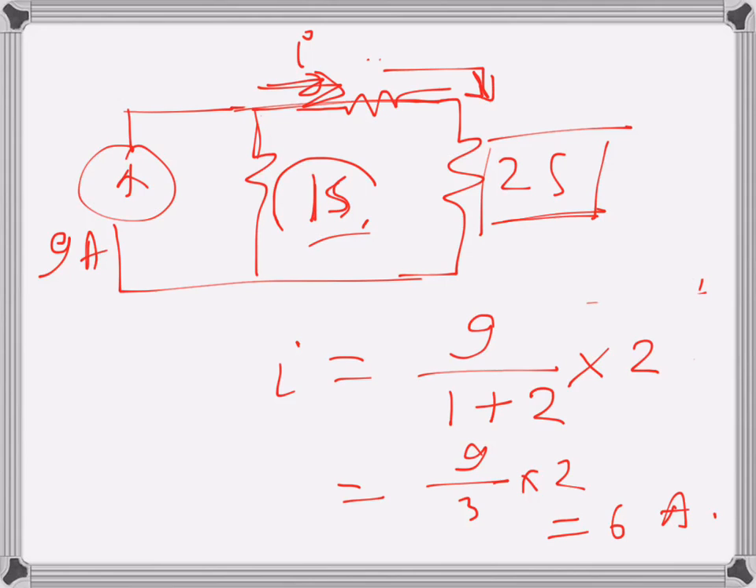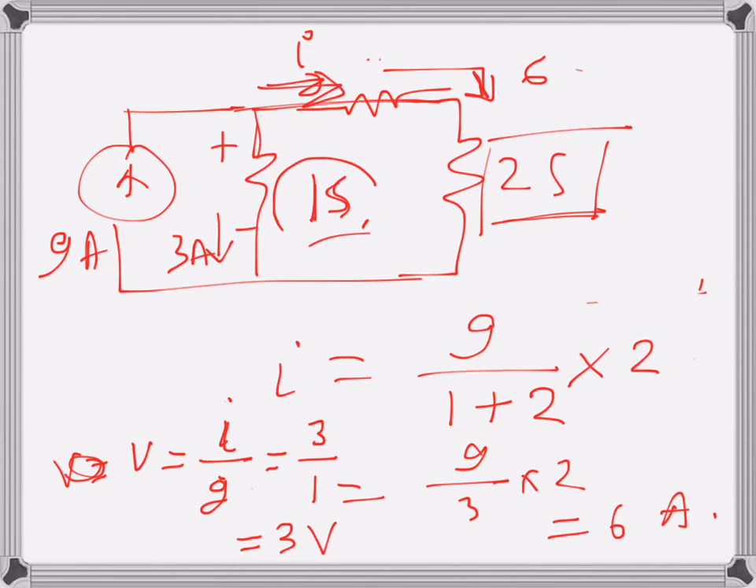So this current is 6 amps, and the total current was 9 amps, so this current will be 3 amps. The voltage drop V will be I over G because it is conductance. So this will be 3, which is the current, over G, which is 1, so that's 3 volts. If it were resistance, we would get the same result, but we have to remember that this is conductance, so we are actually dividing in this case.